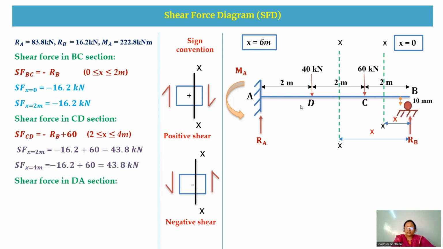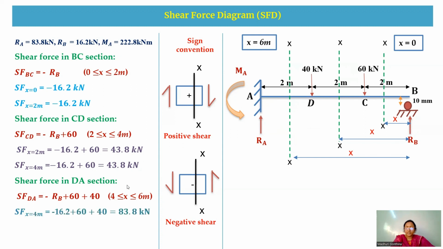Now I'm going to take the shear force in the DA section. I'm going to cut here, at a distance X from B. Now I write the shear force equation, that is minus RB plus 60 plus 40. The limits here are from 4 to 6 meters and the shear force value is 83.8 kilonewton throughout D to A. After getting all the shear force values, in the next step we are going to plot the shear force diagram.